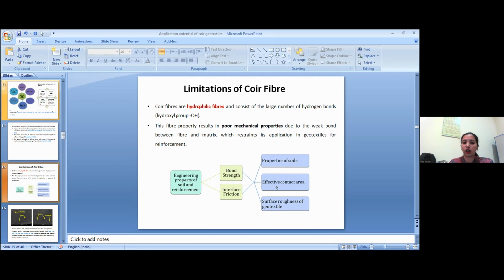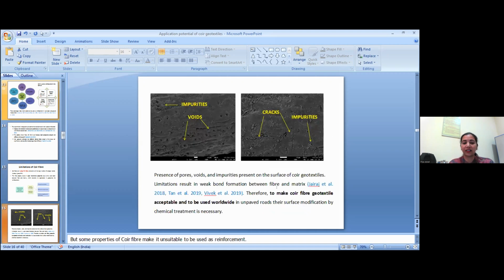And second, this problem is further enhanced due to the surface structure of coir fiber. Coir fiber has void spaces, impurities, and cracks on its surface, due to which its tensile strength decreases. And when water accumulates in the void spaces, the microbial attack is further accelerated and degradation starts. Therefore, to make coir fiber geotextile acceptable and to be used worldwide in unpaved roads, surface modification by chemical treatment is necessary.